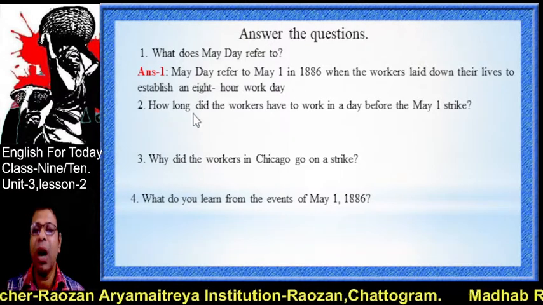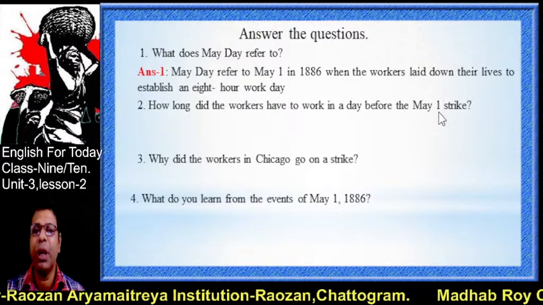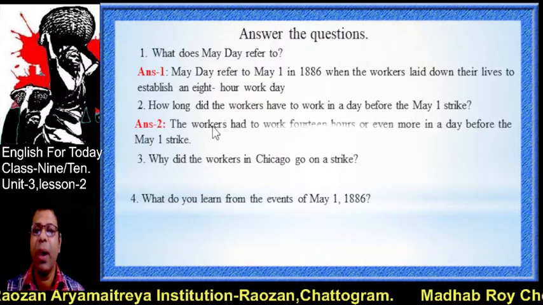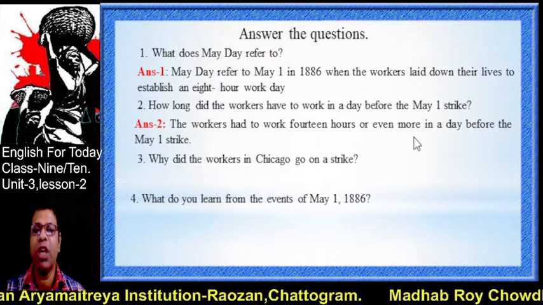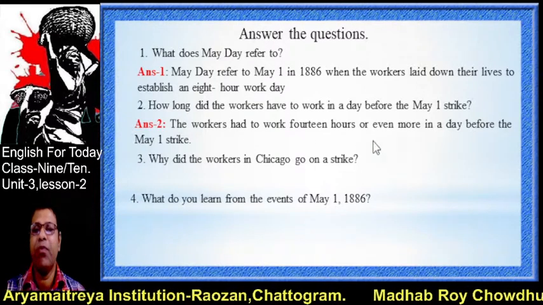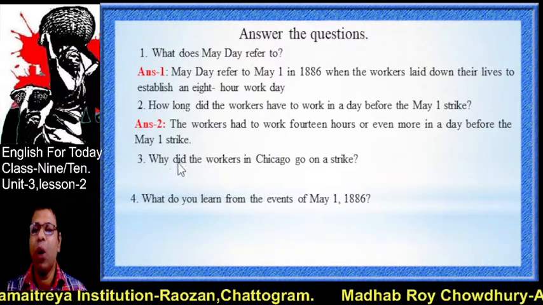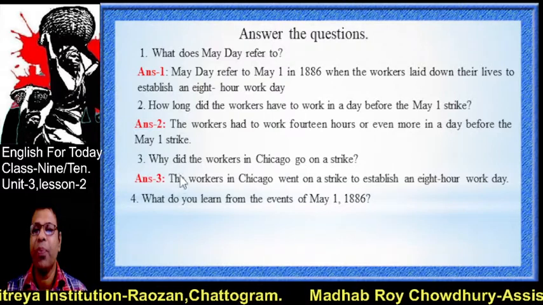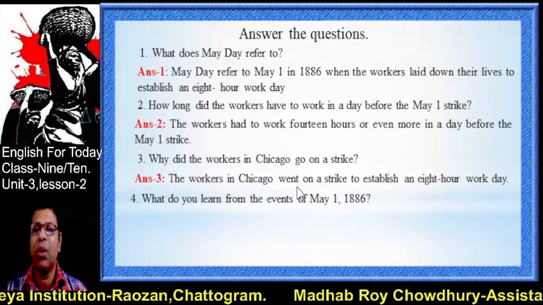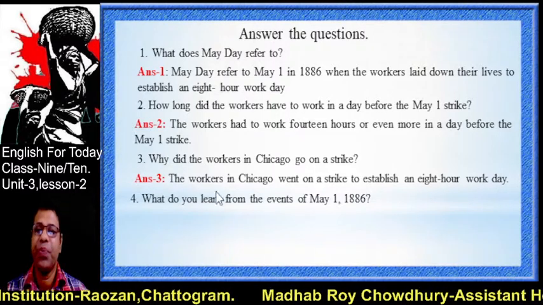Second question, how long did the workers have to work in a day before the May 1st strike? The workers had to work 14 hours or even more in a day before the May 1st strike. Question number 3, why did the workers in Chicago go on a strike? The workers in Chicago went on a strike to establish an 8-hour workday.